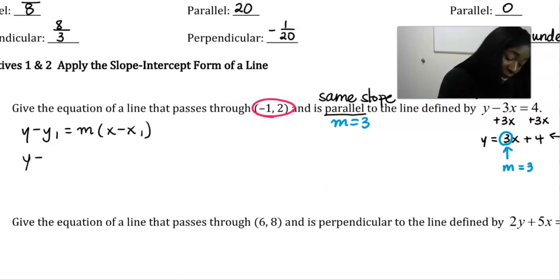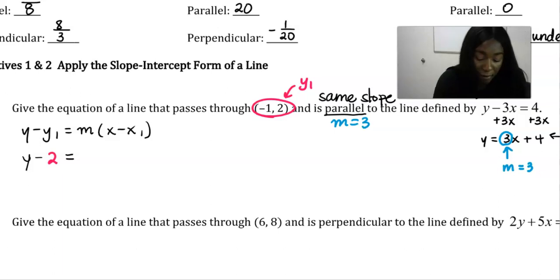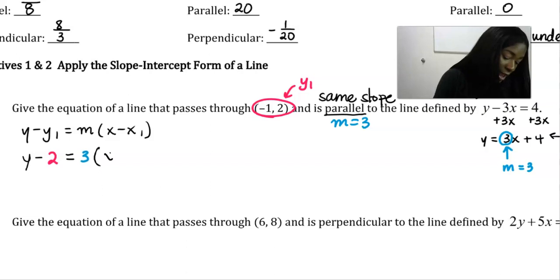So I will have y minus y1, which would be 2, is equal to m. M is the slope. I know that this line is parallel to a line of slope 3, so it has the same slope of 3. X minus x1. X1 is the x-coordinate from the point that they gave us, which is -1. So we are subtracting a -1.